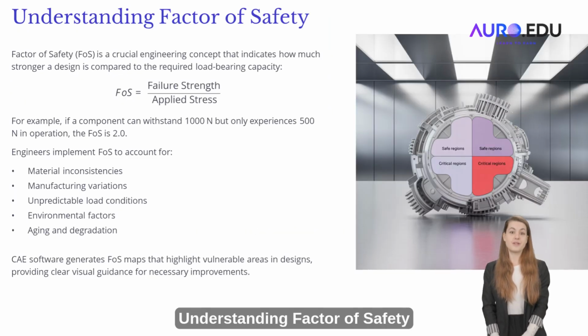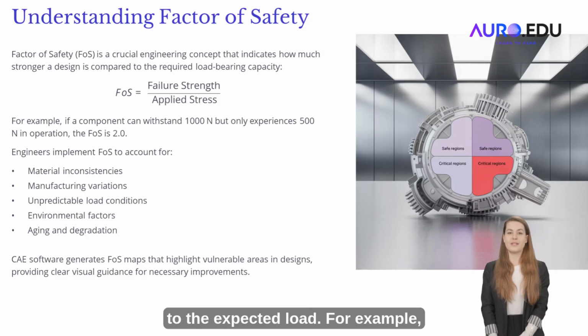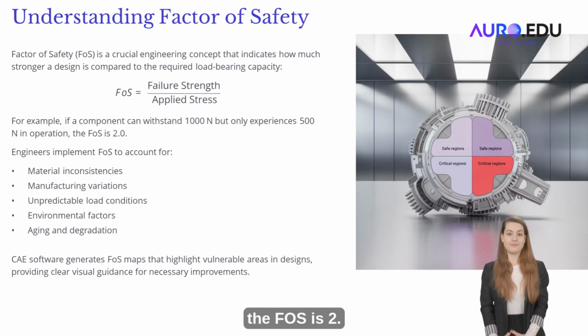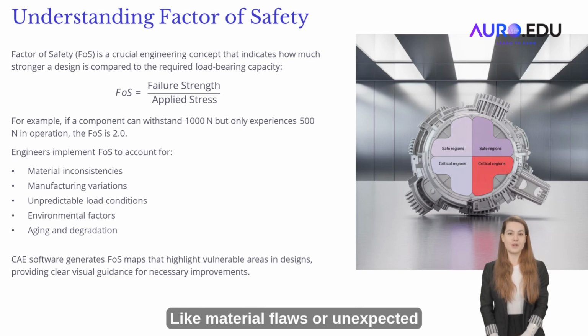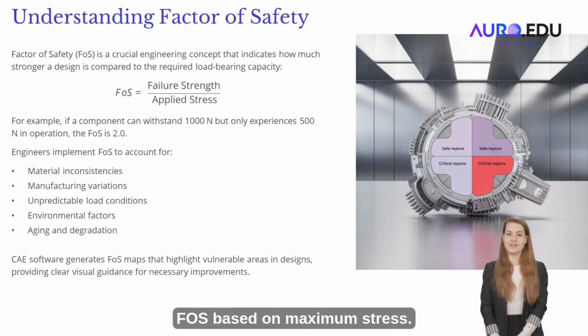8. Understanding factor of safety. Factor of safety, FOS, tells us how much stronger a design is compared to the expected load. For example, if a part can take 1000 N, but is expected to carry only 500 N, the FOS is 2. Engineers design products with FOS to account for uncertainties, like material flaws or unexpected loads. In simulations, we often calculate FOS based on maximum stress. Higher FOS means safer design, but may increase cost or weight.